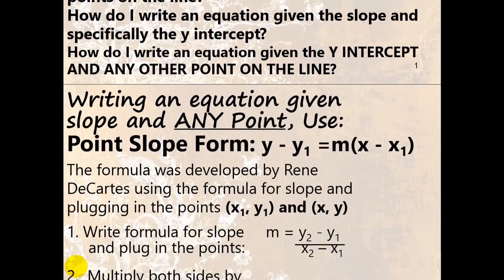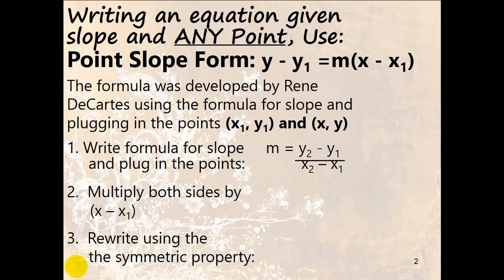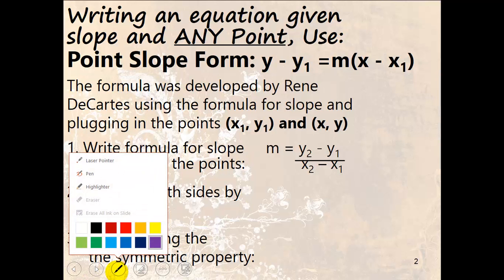Here we go. Write an equation given slope and any point. So when we write an equation, our goal is always to get it in slope-intercept form. But depending on what you're provided, you might have to start with the point-slope form. So I'm going to kind of develop the point-slope form for you.